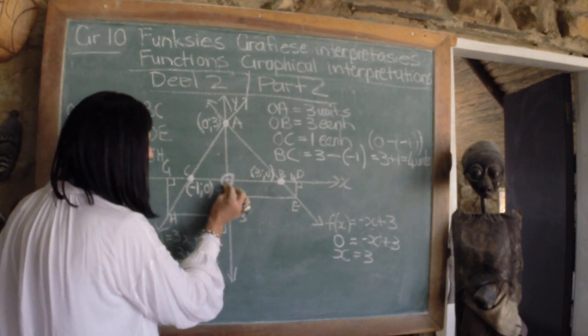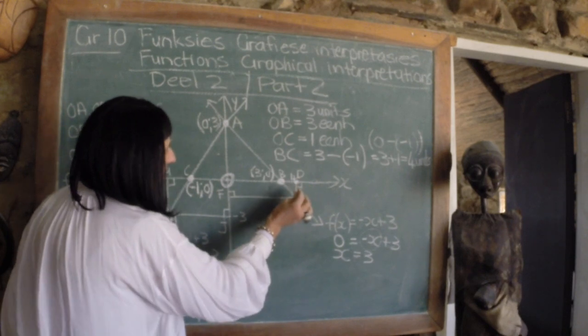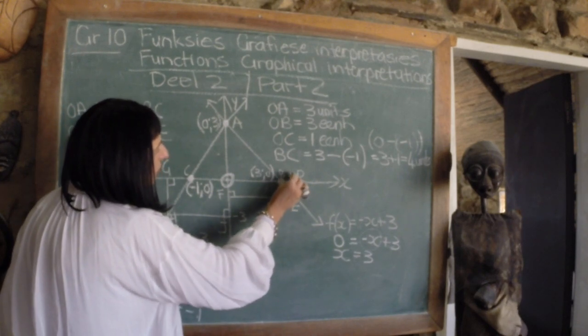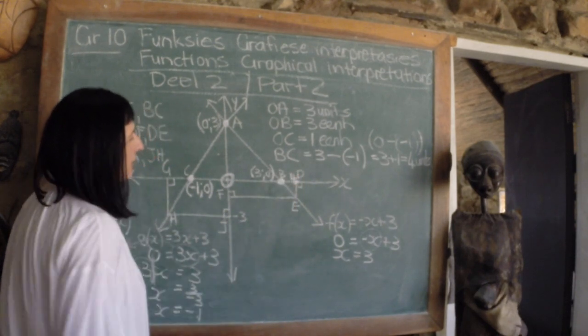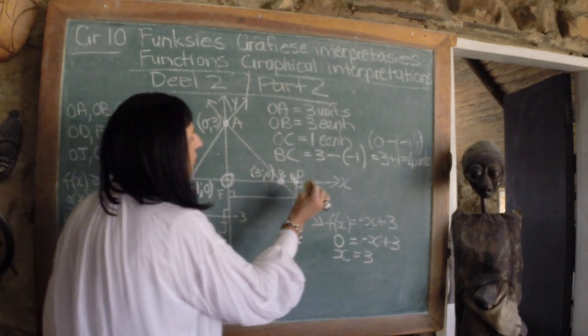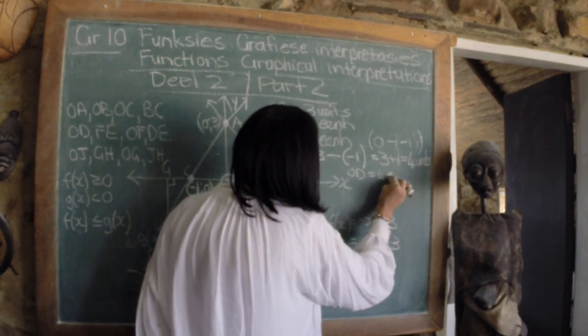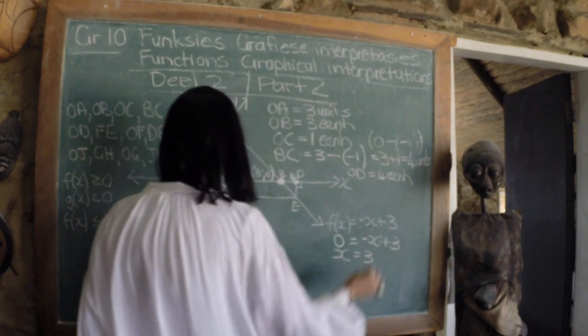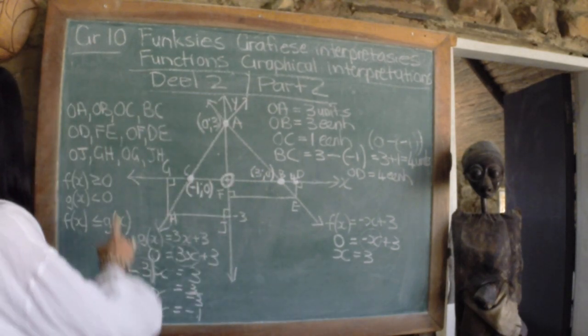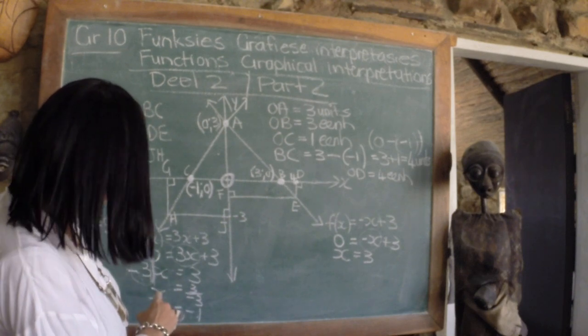Goed, nou is ons by OD. OD, hier's O, daar's D. Kan julle sien die punt D? Op punt D sien ons daar's 'n x-waarde ingeskryf van 4. So ek kan hom net gaan neerskryf. OD gaan gelyk wees aan 4 eenhede, 4 units.